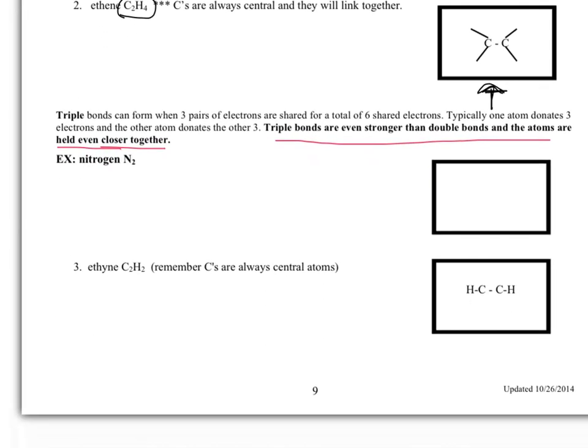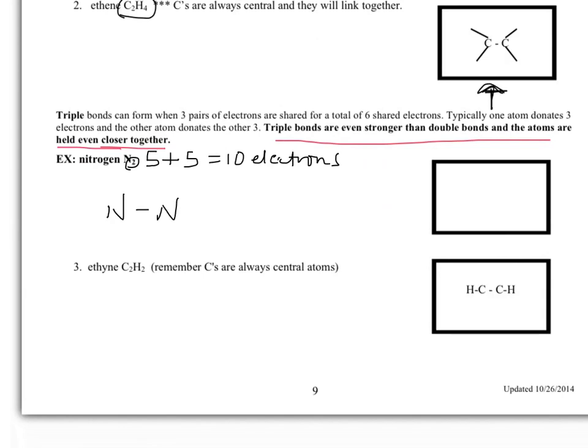Okay, so now, if we go down to an example that's going to be a triple bond, I'm going to follow basically the same pattern. I'm going to add up how many valence electrons I have, and nitrogen is in the 5th column on the periodic table, and there's 2 nitrogens, right? So I have a total of 10 electrons to work with in this picture. There's no central atom, but since there's just 2 nitrogens, I know just to connect them.